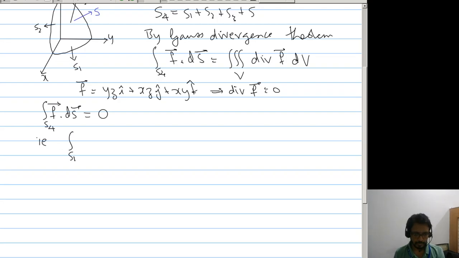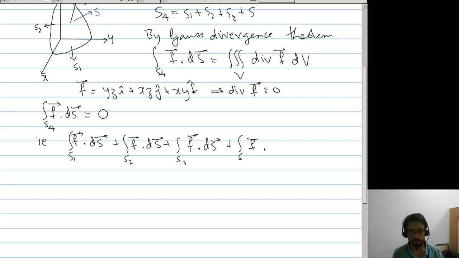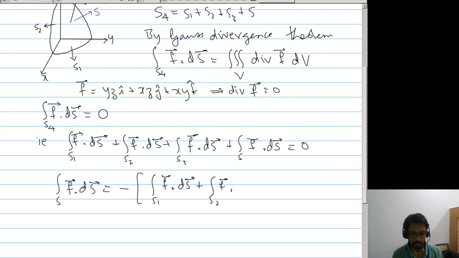That is, the surface integral over S1 plus the surface integral over S2 plus the surface integral over S3 plus the surface integral over S, f dot ds, equal to 0. So we have the surface integral over S, which is the required solution, equal to minus the surface integral over S1, S2, and S3.